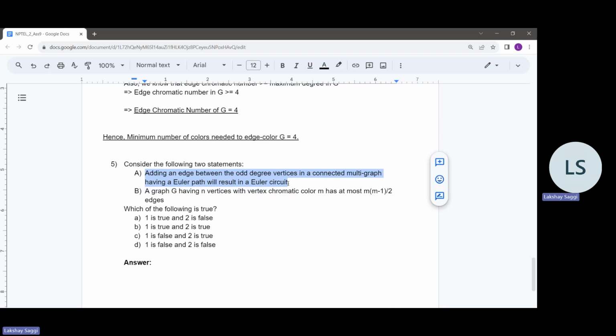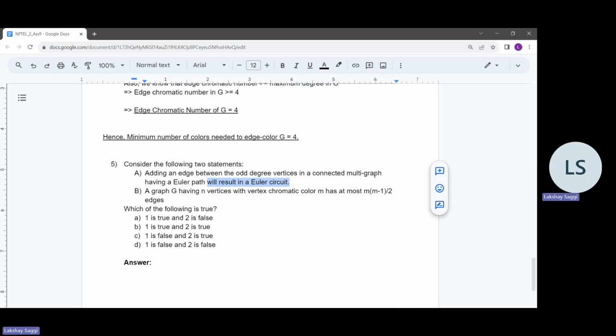Statement A says that adding an edge between the odd degree vertices in a connected multigraph having an Euler path will result in an Euler circuit. So we are initially given a connected multigraph which has an Euler path, and then we add an edge between the odd degree vertices. Now we want to see whether this will result in an Euler circuit.